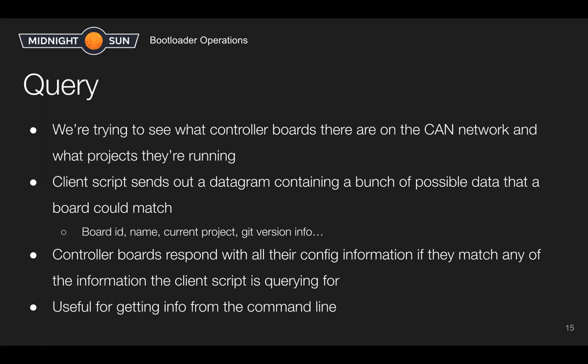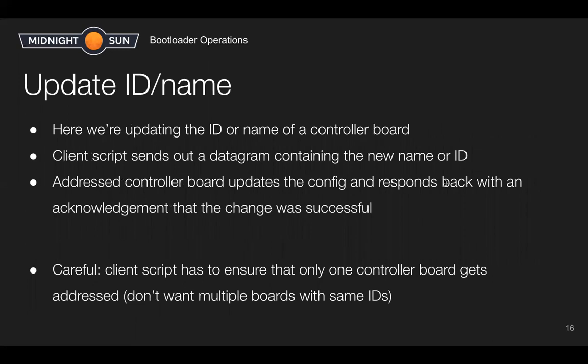So this could be really useful for getting information about the state of all the controller boards from the command line. I'll have an example of what the CLI, the command line interface, could look like at the end. But you could just type "make query" or "make boot query" or whatever, and then get a readout of all of the controller boards on the network, what projects they're currently running, and what versions it all is. So that's really interesting.